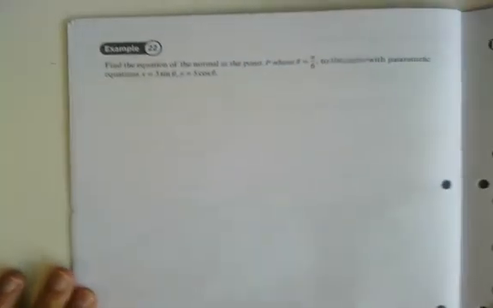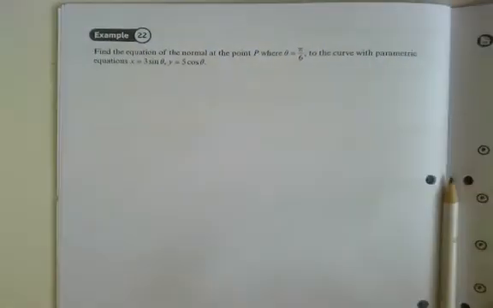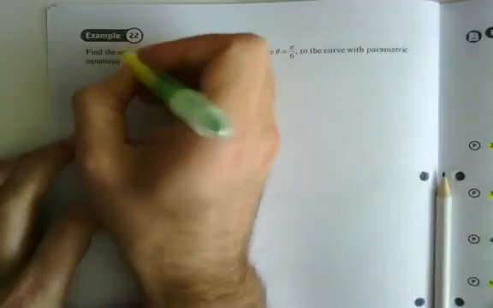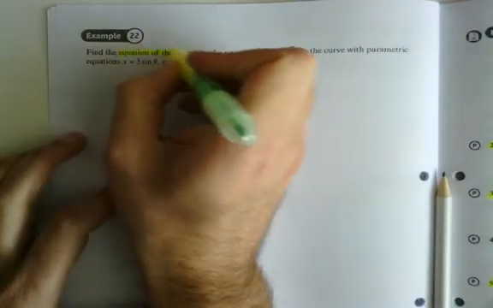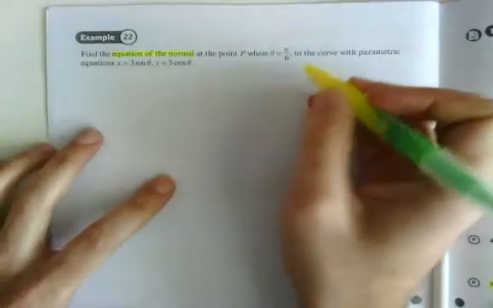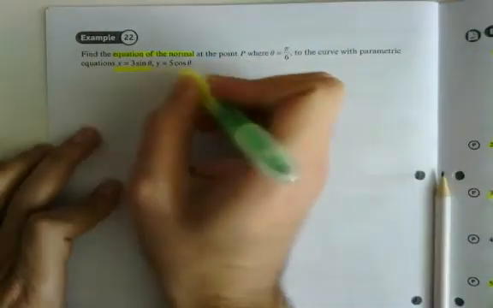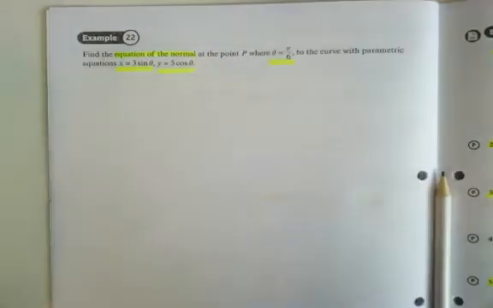Right, example 22 then. Now, it's a little bit trickier, and this is a bit more like what you'll be asked to do in an exam. Find the equation of the normal at the point P, where theta equals pi by 6, to the curve with parametric equations, these things.